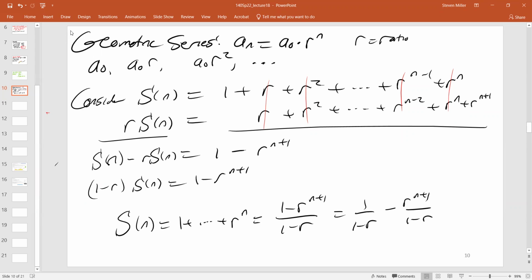And now what's nice is I can ask, what happens as n goes to infinity? Well, there are two terms on the right-hand side. There's the 1 over 1 minus r, and there's the r to the n plus 1 over 1 minus r. So as n goes to infinity, does the first factor, 1 over 1 minus r, change at all? No. What about the second factor? What happens to that as n goes to infinity? And does the answer maybe depend on r?